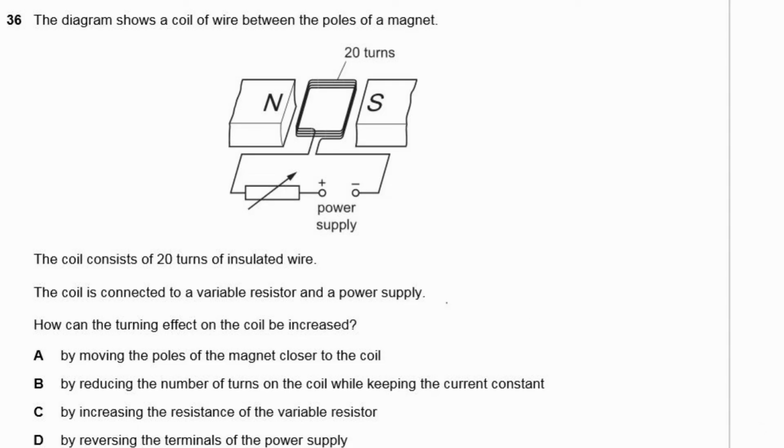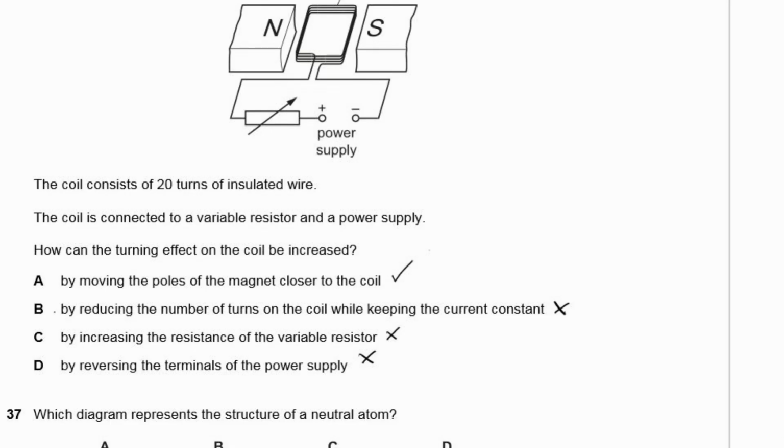So let's see. By moving the poles of the magnet closer to the coil, yeah, that would actually increase the magnetic field strength at that point. By reducing the number of turns of the coil while keeping the current constant, no. By increasing the resistance of the variable resistor, well, that will decrease the current. And D, by reversing the terminals of the power supply, that would make zero difference whatsoever, it would just turn in a different direction. So that's just option A.